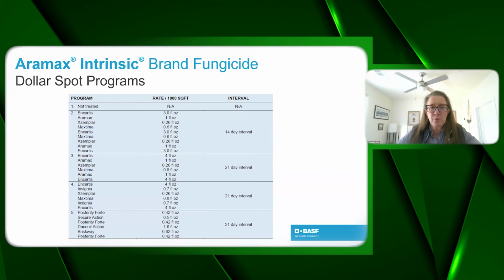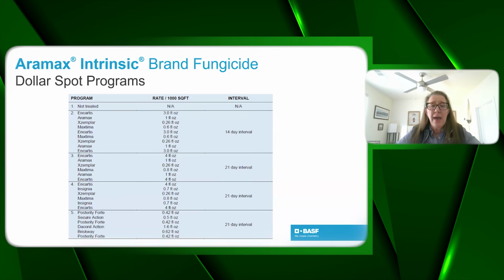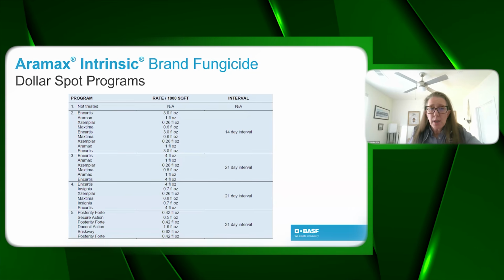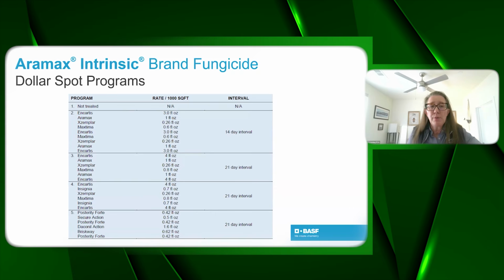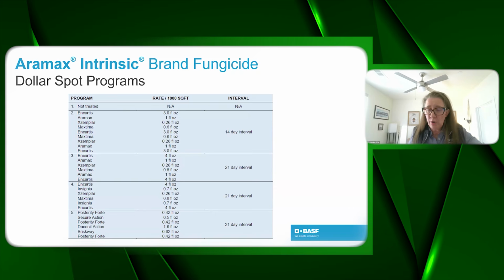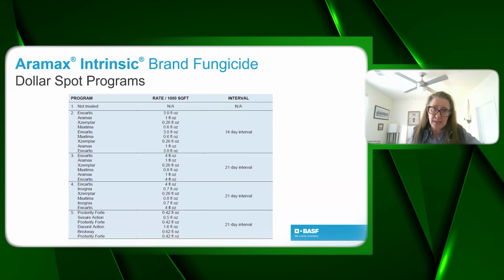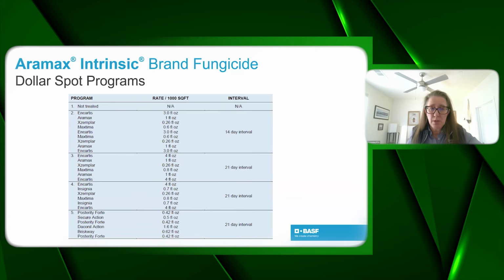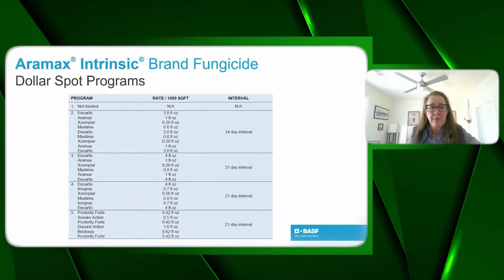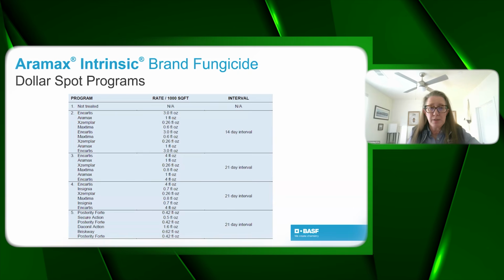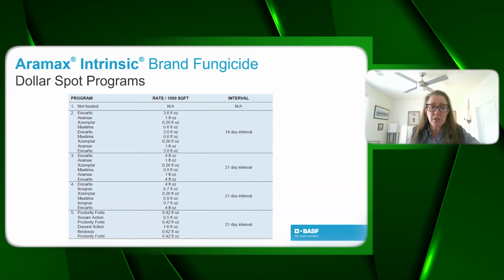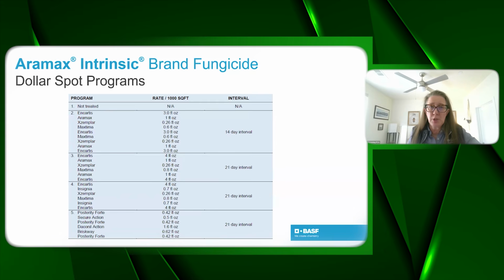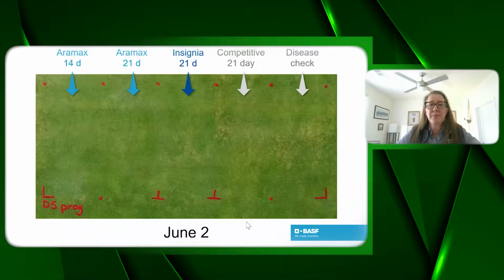And then go to the program number 3, and that one is a 21-day interval. So now you're going a little bit longer, a lot of the same products. And then number 4 is you're going to go that longer interval, 21 days, but now you're only using Insignia. So you don't have Aramax in this trial. You don't have any triaconazole, no dual active ingredients. And then number 5 is the Syngenta program with Posterity Forte, Secure Action, Daconil Action, and Briskway, and you're on a 21-day interval. Good? Okay, let's see what we get.